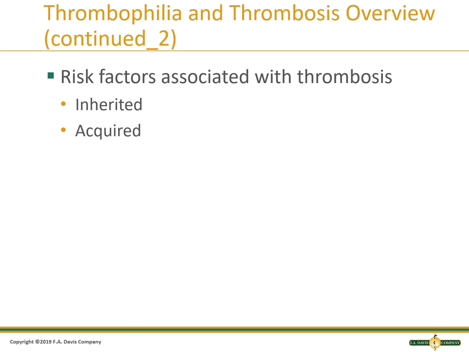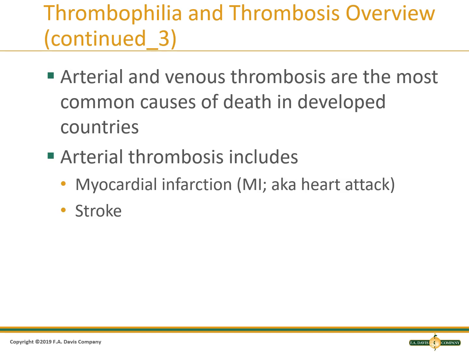Risk factors that are associated with thrombosis are inherited risk factors or something that has contributed to you acquiring that sort of condition. Arterial and venous thrombosis are the most common causes of death in developed countries. When it comes to arterial thrombosis, what that can be tied to is a myocardial infarction, an MI, also known as a heart attack. An effect of arterial thrombosis can also be stroke.